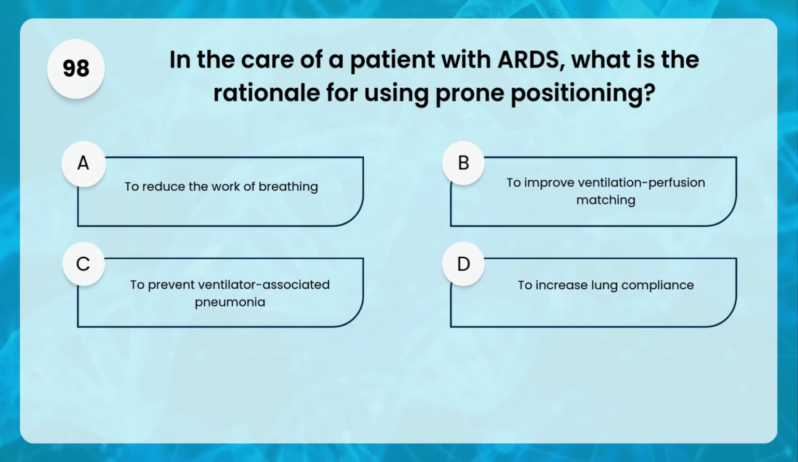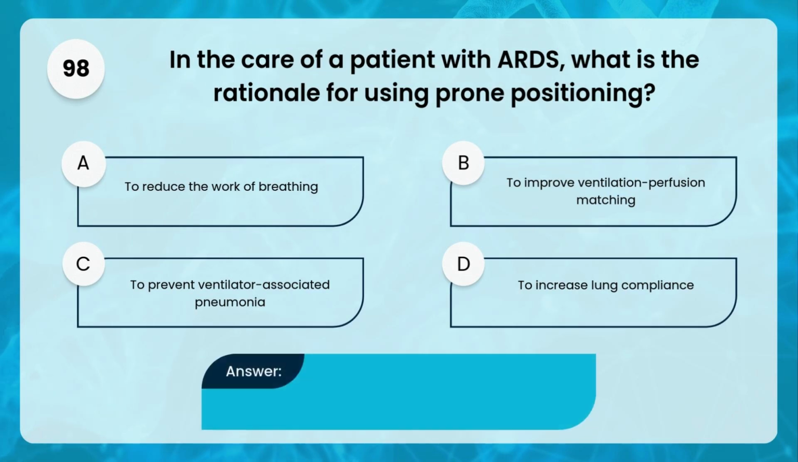98. In the care of a patient with ARDS, what is the rationale for using prone positioning? A. To reduce the work of breathing. B. To improve ventilation perfusion matching. C. To prevent ventilator-associated pneumonia. Or D. To increase lung compliance. The answer is B. To improve ventilation perfusion matching.